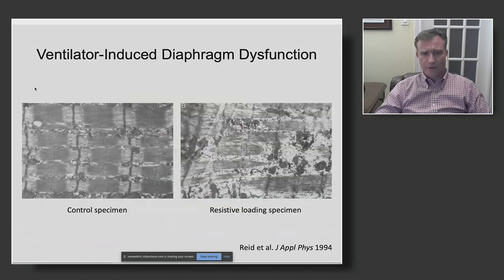On the other hand, you can also get significant diaphragm injury from excess loading on the muscle. If you subject animals or humans to very high levels of inspiratory effort, you can change the nice normal architecture of the muscle shown here on the left into this deranged, damaged ultrastructural appearance with inflammatory infiltration. So excess loading on the muscle can also be an important cause of diaphragm injury and weakness.